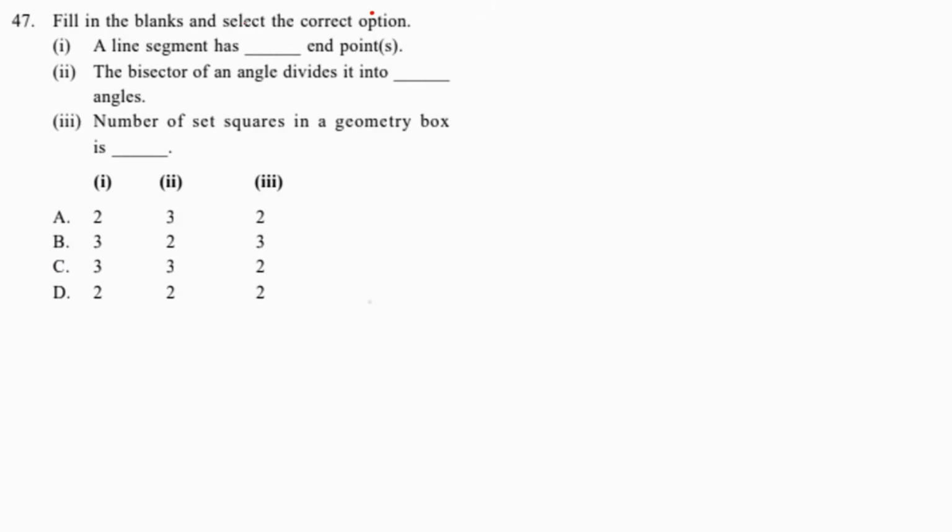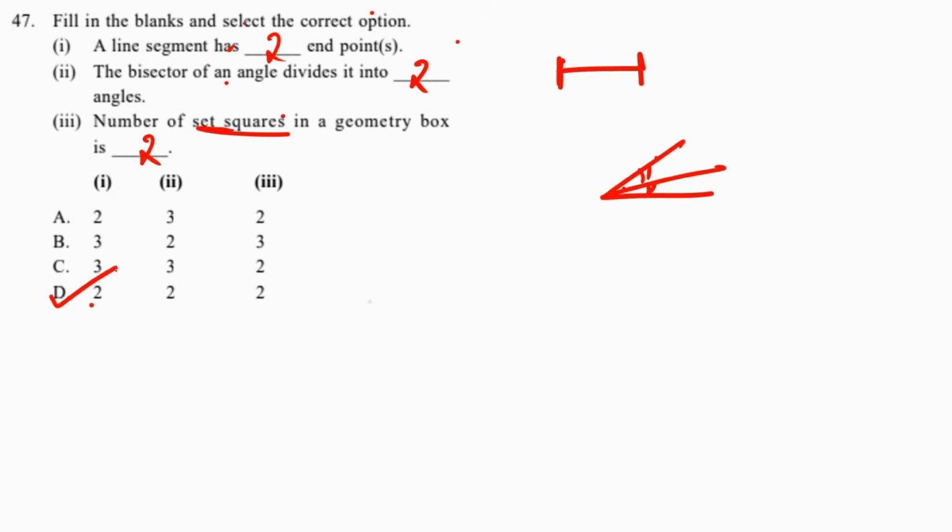Next, question number 47. A line segment has two endpoints. Something which has two endpoints, that's called a line segment. Bisector of an angle. A bisector of an angle obviously divides it into two equal halves. So again, the answer will be 2. And set squares in a geometry box, they are again in number 2. So 2, option B is the answer.